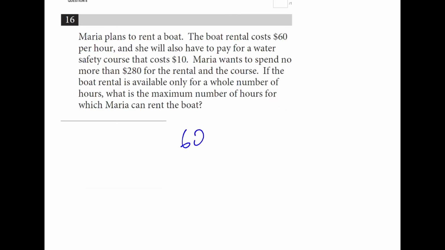Here it's 60 per hour plus 10. It has to be less than or equal to 280. So if you start plugging in numbers, you could figure out that after 4 hours it costs 250, and after 5 hours it costs 300, which is too much, so the answer is 4.